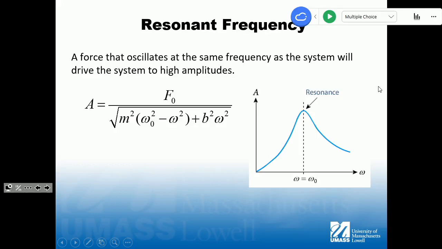If omega and omega 0 get really close together, omega minus omega 0 gets close to 0. So the denominator gets really small, and if you look at the resulting amplitude of the oscillation, it peaks when omega is equal to omega 0. This making sense? So I can set up really large amplitudes in oscillating systems if I drive them at their resonant frequency.